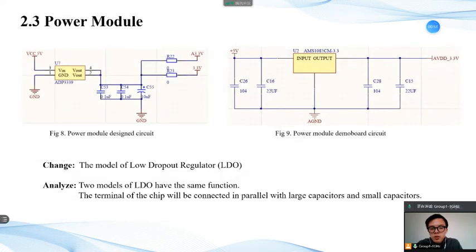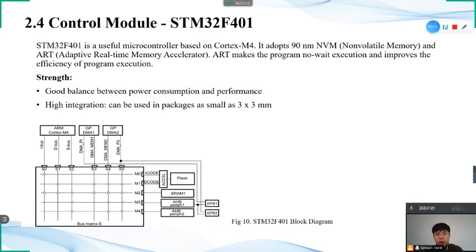As for the power module, the difference between the designed circuit and the demo board circuit is that only the model of the low dropout regulator has changed. Both of them can regulate the output voltage even when the supply voltage is very close to the output voltage. Now we can see that each terminal of the chip will be connected in parallel with large capacitors and small capacitors. Large capacitors filter low frequency interference, and small capacitors filter high frequency interference.